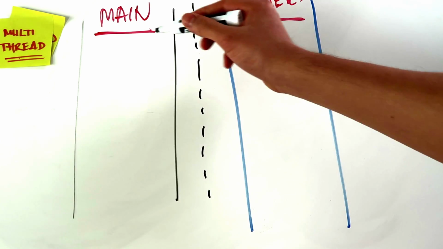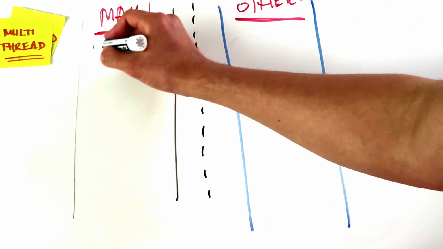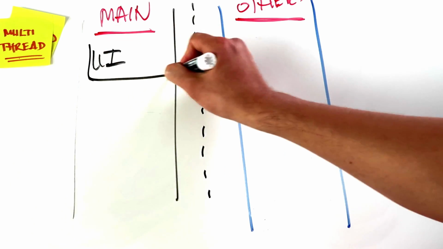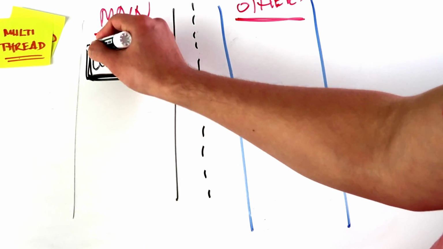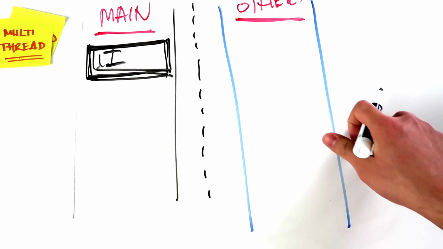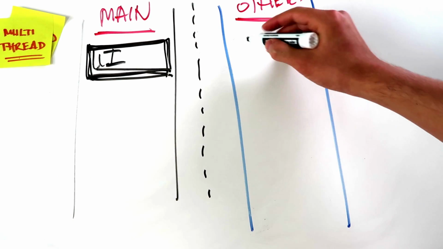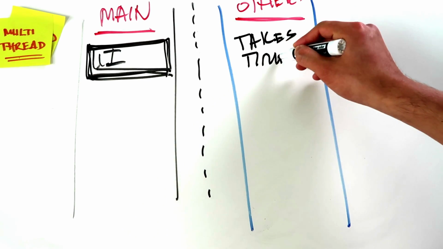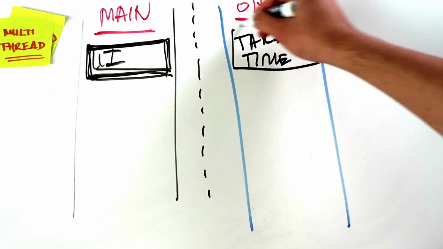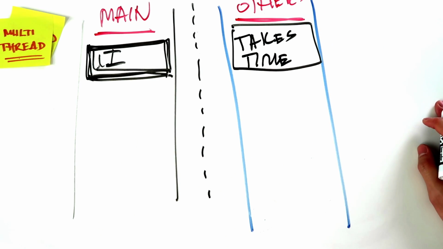all UI code has to happen in the main thread, like this. All UI code has to happen in the main thread. And then all code that takes time to execute has to happen off the main thread.